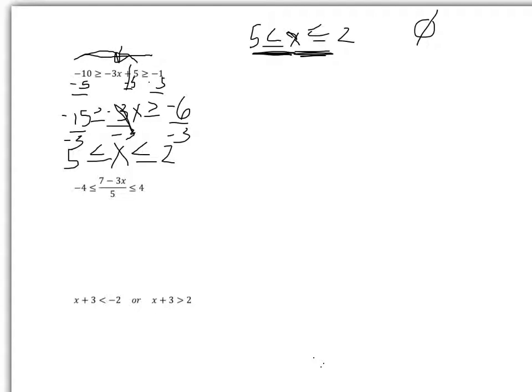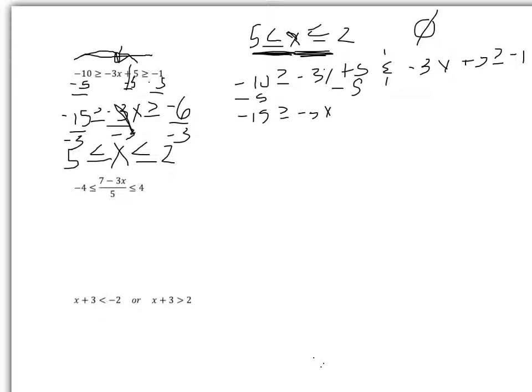We could think about this first piece. We could have negative 10 is greater than or equal to negative 3x plus 5, and negative 3x plus 5 is greater than or equal to negative 1. So if we solve these individually, subtract 5, negative 15 is greater than or equal to negative 3x, divide by negative 3, and this gives us our 5 is less than or equal to x. So if we graph this, point at 5, greater than or equal to, we're going over to that side, so that's what it looked like.